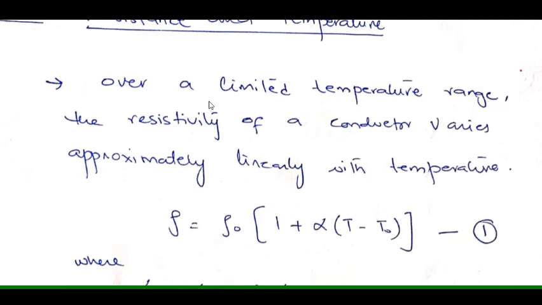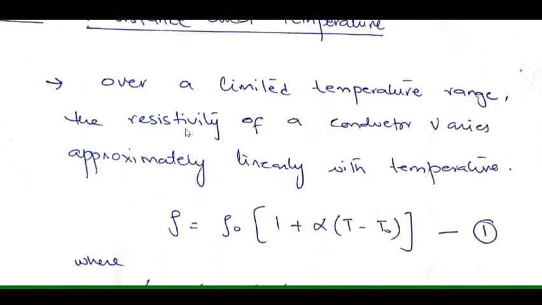So we'll state in the article that over a limited temperature range, the resistivity of a conductor varies approximately linearly with temperature. So resistivity varies linearly with temperature. If the temperature rises, the resistivity will rise. Because with increased temperature, the electrons are moving more randomly, and when they are moving more randomly, they are colliding more often with one another, and in doing so the time between two successive collisions decreases, and when tau decreases, then resistivity will increase.